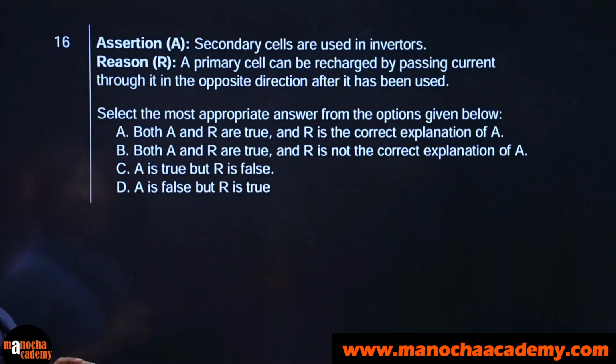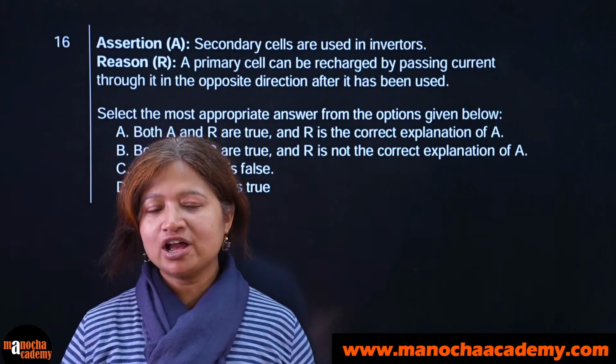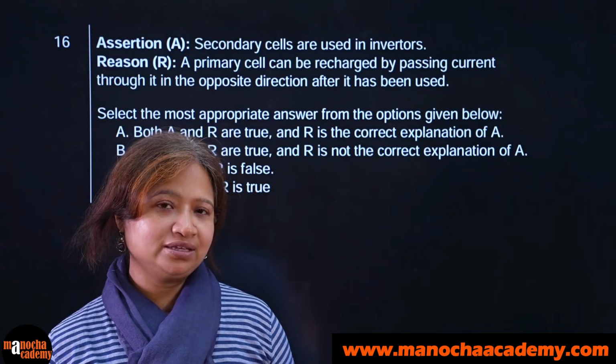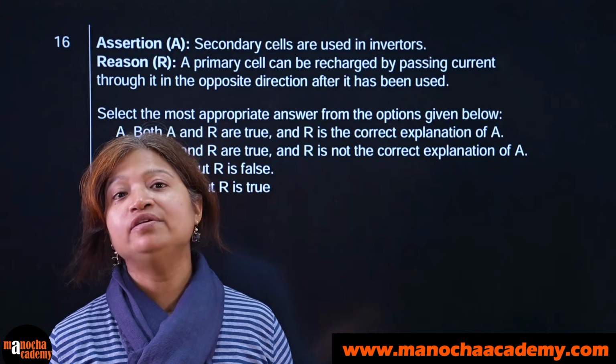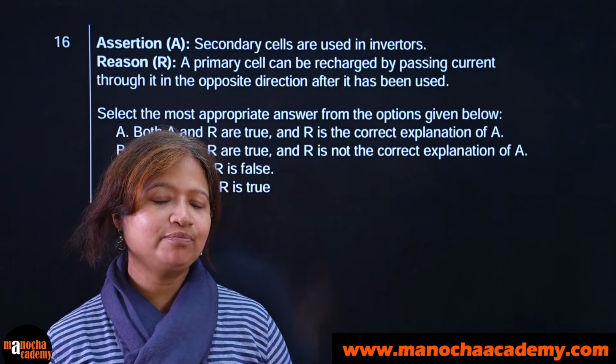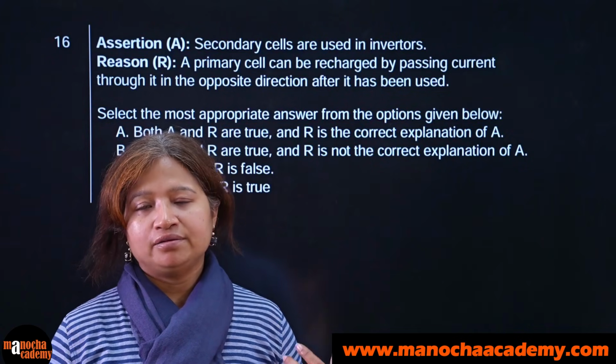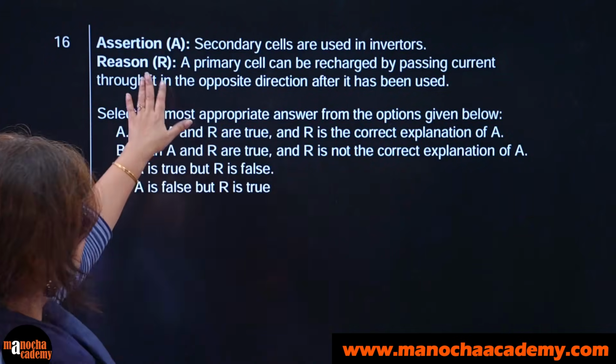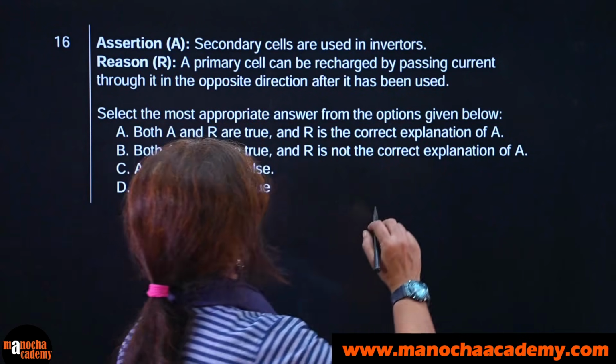Coming to the next one: a primary cell can be recharged by passing current through it. Of course not. Secondary cells only can be recharged. Primary cells, we know once the battery is gone, it's dead, you can't reuse that, isn't it? A simple watch battery, a remote battery, those are all primary cells. So we know this is a false statement.